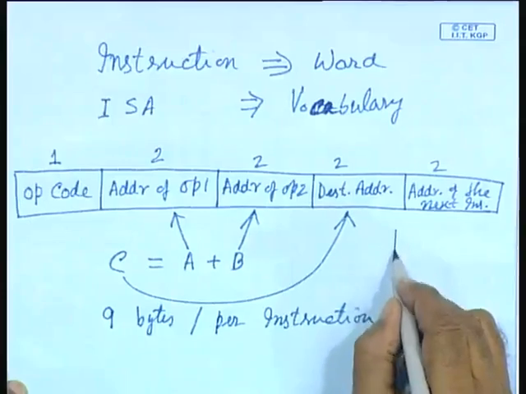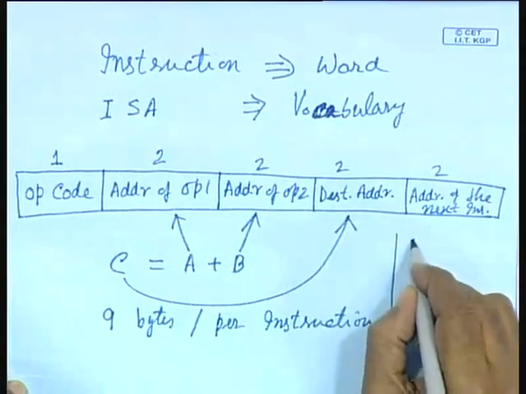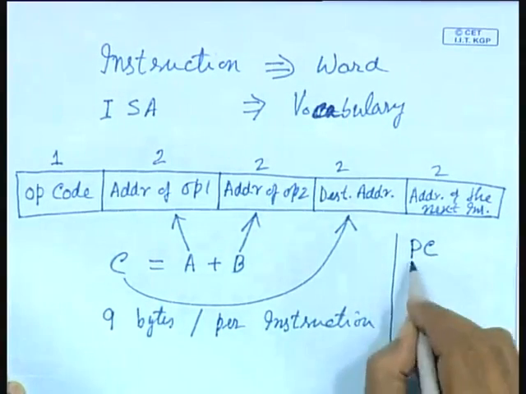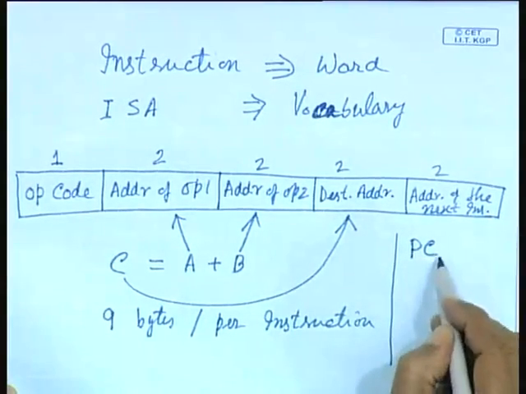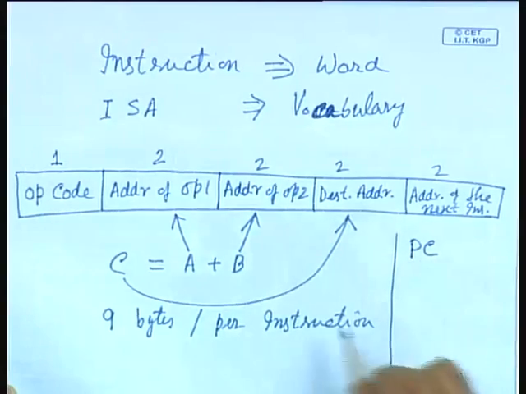Alternative is to specify implicitly rather than explicitly. How can it be done? For example, you can use a special register known as program counter, PC, and it is implied that the address of the next instruction is always present in the program counter.